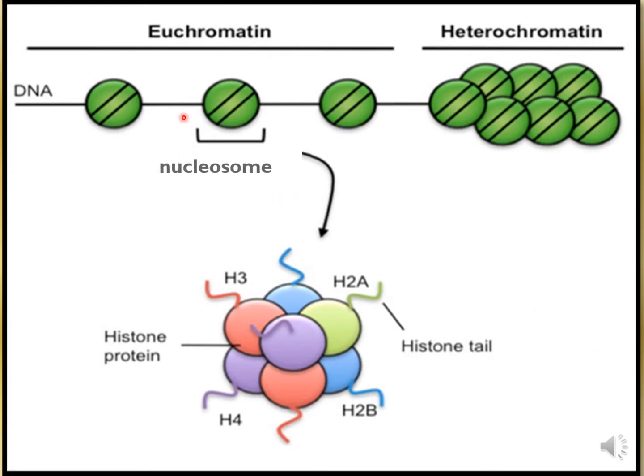The chromatin is composed of repeating units of a small particle called nucleosome, which is composed of a core of protein called histone that is surrounded by a double-stranded DNA helix.